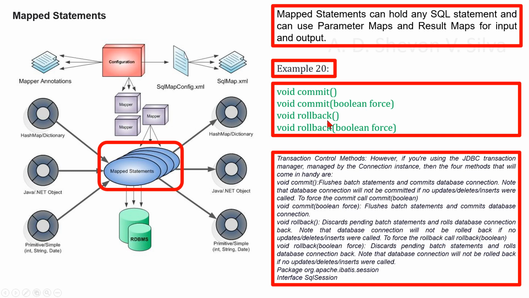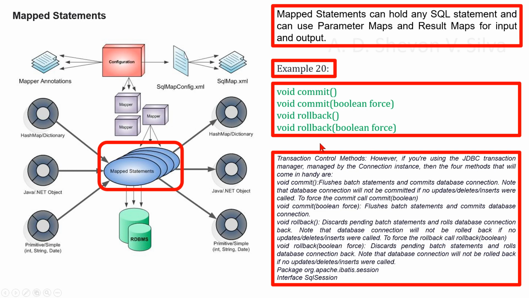Void rollback discards the pending batch statements and rolls the database connection back. Note that the database connection will not be rolled back if no updates, deletes, or inserts were called. To force the rollback, call void rollback(boolean force), which discards the pending batch statements and rolls the database connection back. These are in the interface SqlSession and in the package org.apache.ibatis.session.